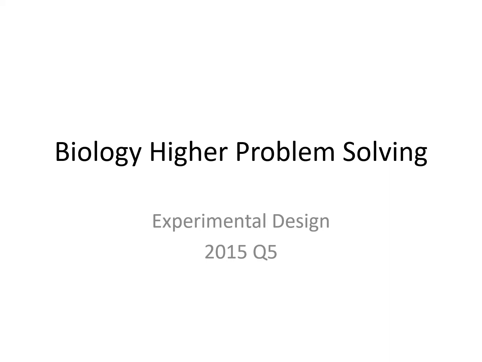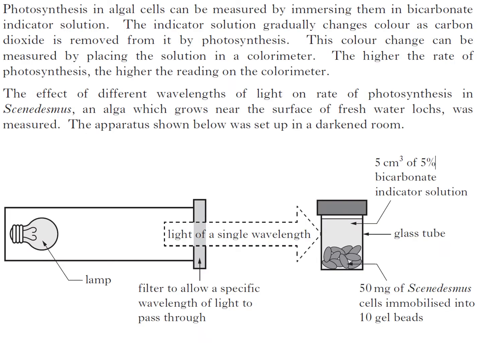There, so we are on the problem solving questions, experimental design from the 2015 past paper, question 5. Okay, so our context, obviously the most important thing, read it through very carefully, make sure you understand exactly what it's talking about. So we have algal cells and photosynthesis in algal cells can be measured by immersing them in bicarbonate indicator solution. The indicator solution changes colour as the carbon dioxide is removed from it by photosynthesis.